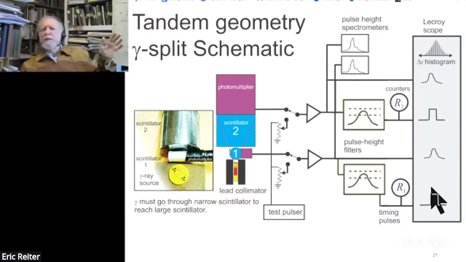I found the best way to do the experiment is with the LaCroix oscilloscope. I've tried all the other ways. I've tried several other ways. And you get to see everything with the LaCroix. It can generate the time difference histogram from the timing pulses.